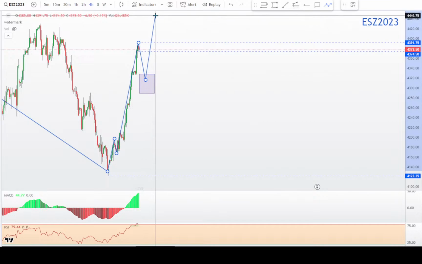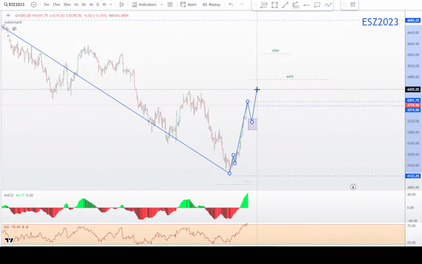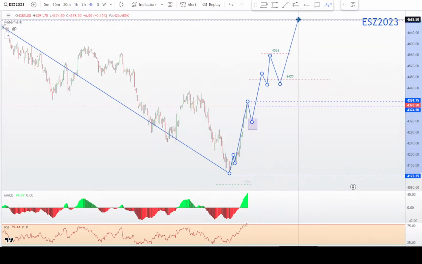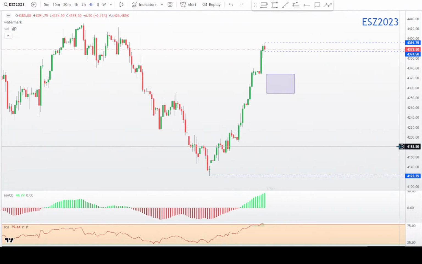So I'm expecting a correction and then one more up, and then we'll have to see what this is, because it's either going to be a diagonal. This was 1 and this is 2, and then they'll go up for 3 and then down for 4 and then up for 5. It'll be like an ending diagonal, or it could be something else. But yeah, I'm only looking for buy setups now.